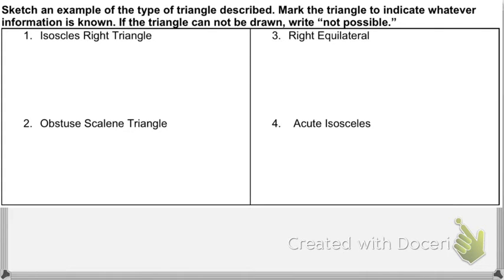One of these 4 is not possible. The other 3 are possible. Give me the first one. One of these is not like the other. Okay, I think Liam has a pretty decent example this time. So he had a right angle here, and he had these 2 legs being congruent.